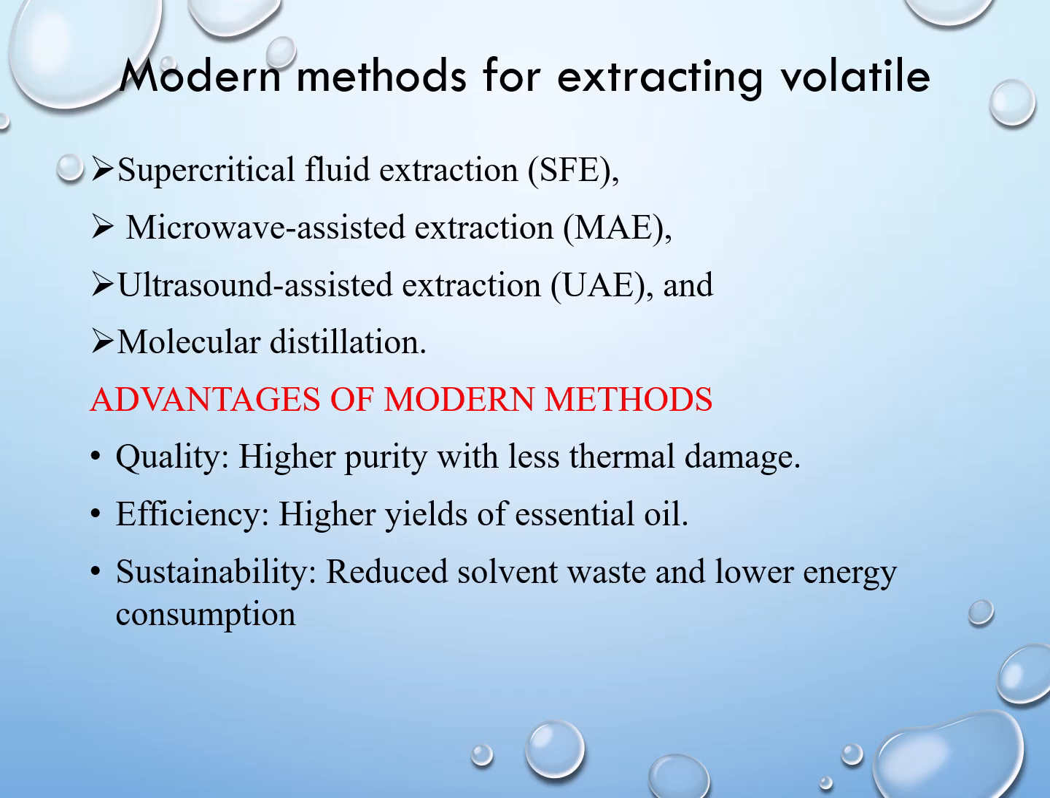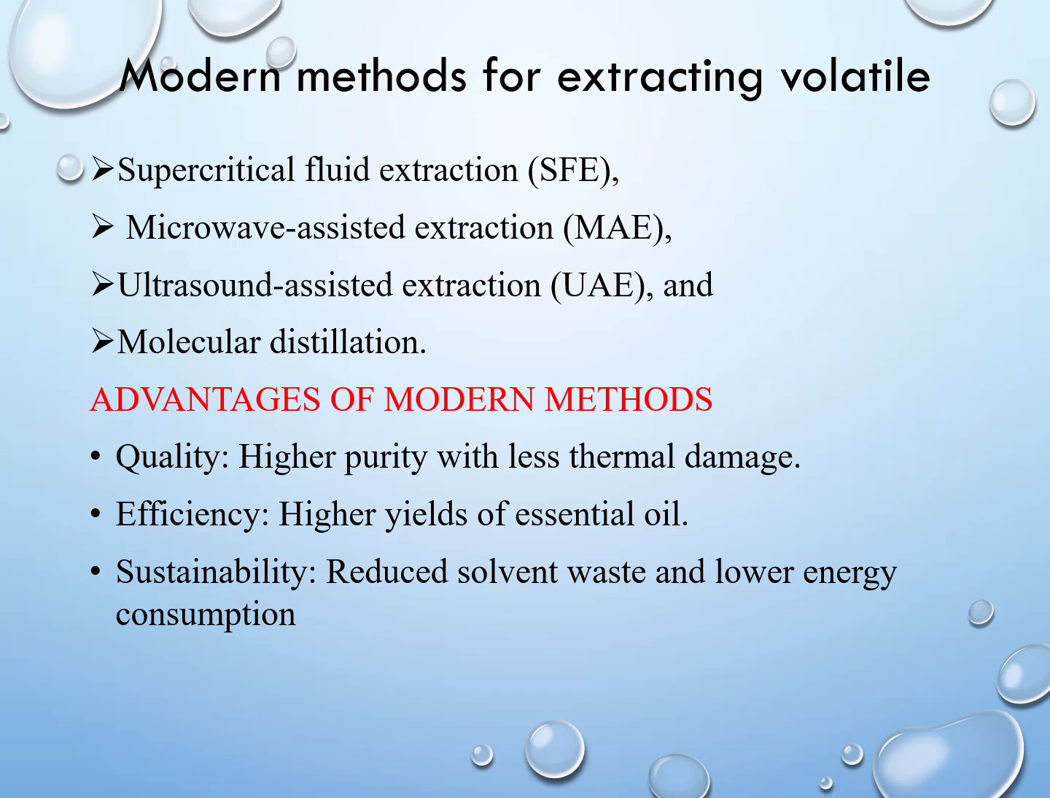We have already seen the various traditional methods of extracting volatile oil, which include distillation, expression, and extraction with volatile and non-volatile solvents. Now we'll move on to the various modern methods for extracting volatile oil. These include supercritical fluid carbon dioxide extraction, microwave assisted extraction, ultrasound assisted extraction, and molecular distillation. Coming to the advantages of these modern methods over the traditional methods, the first one is quality. By these modern methods, we'll get highly pure oil with less chemical degradation.